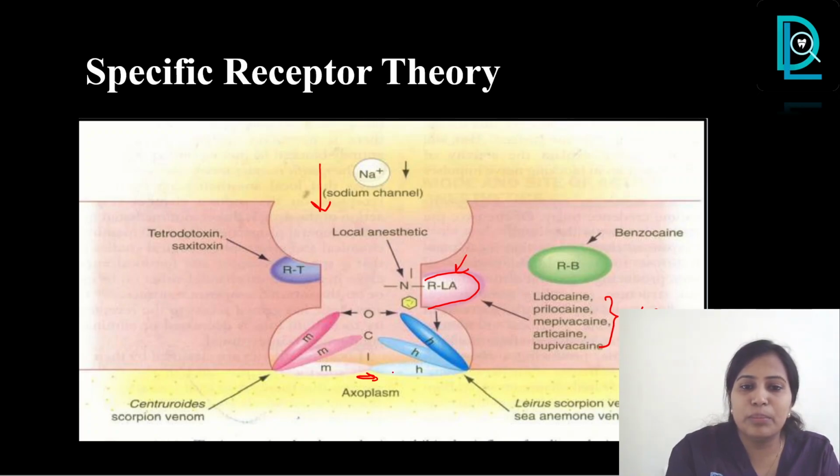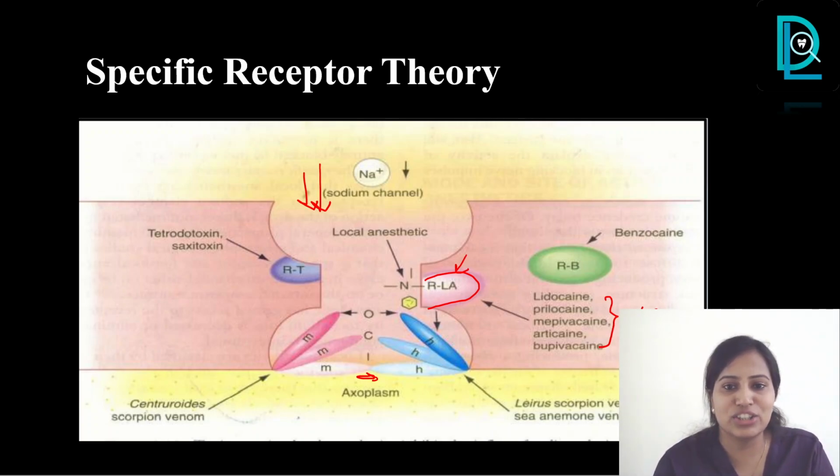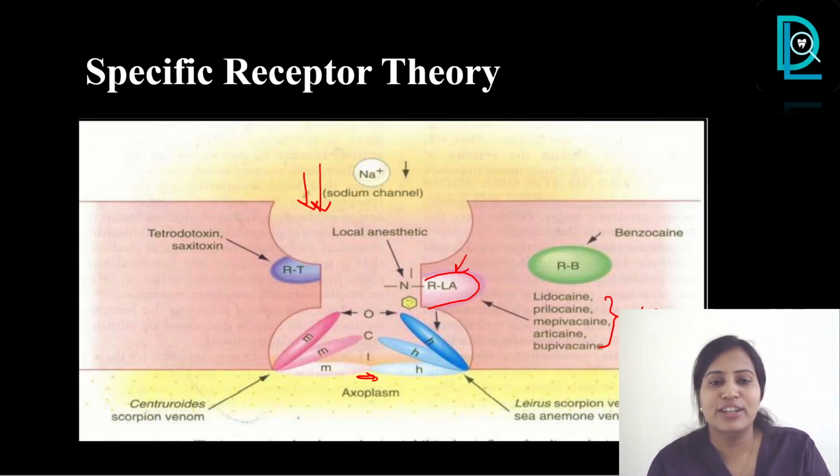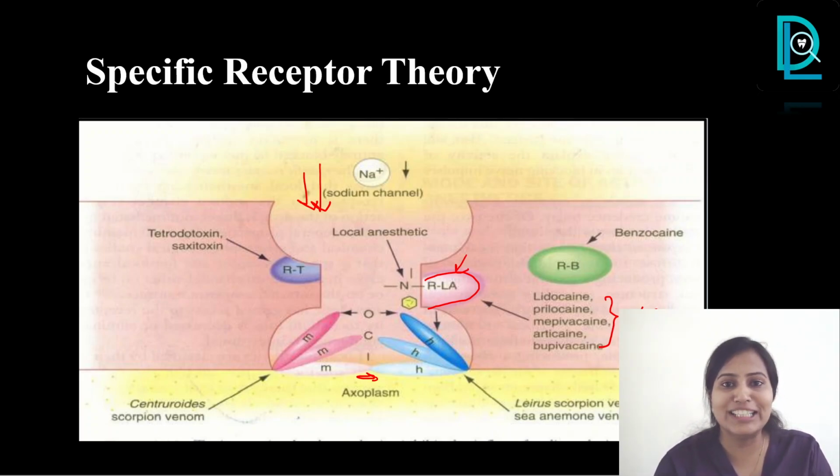It will lead to the blockade of the sodium channel, and it will inhibit the influx of sodium ions intracellularly, thereby failing to generate an action potential. So this is how the specific receptor theory works, and this is how you inhibit the action potential, or the normal conduction process, and thereby you achieve anesthesia of that particular area. So I hope it was clear for you all.